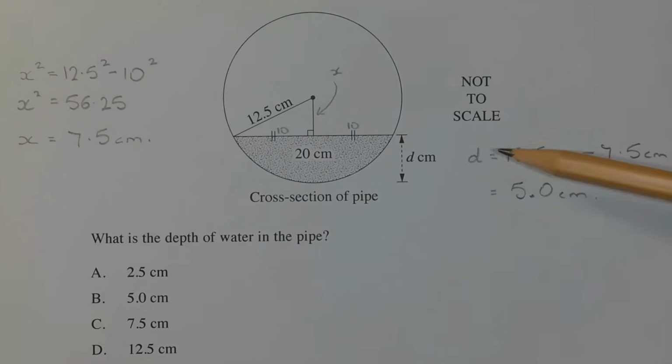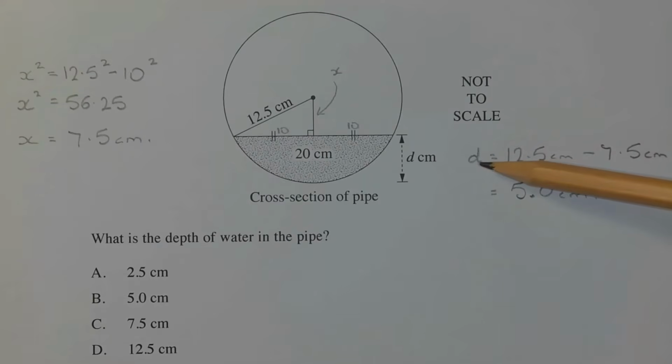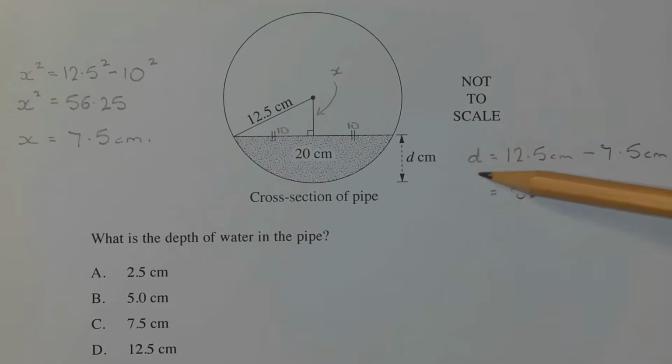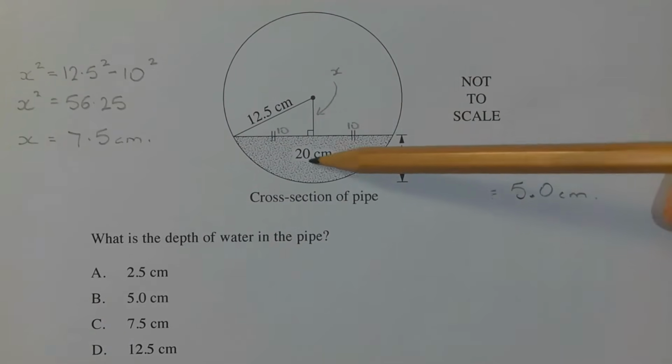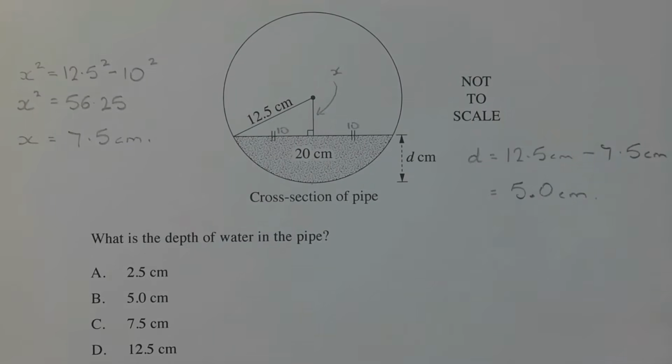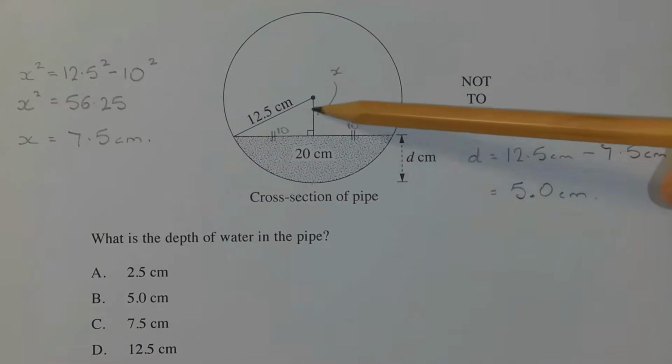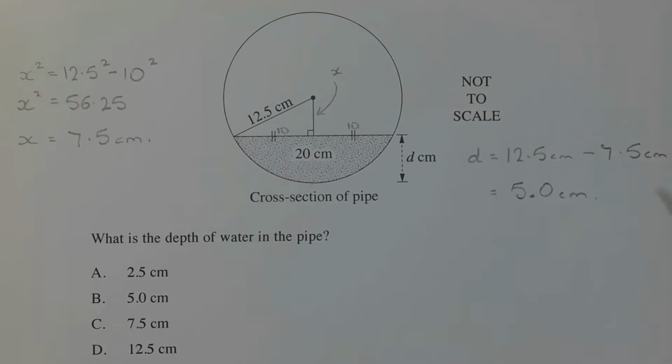So finally, to find the depth of water in this pipe, which is represented by the variable d, we take the radius of the circle, so that's the distance from here to here, 12.5 centimetres, and we subtract from that the length of the short side of this right angle triangle that we just found, which is 7.5 centimetres, and that equals 5.0 centimetres. Therefore, the correct answer is option B.